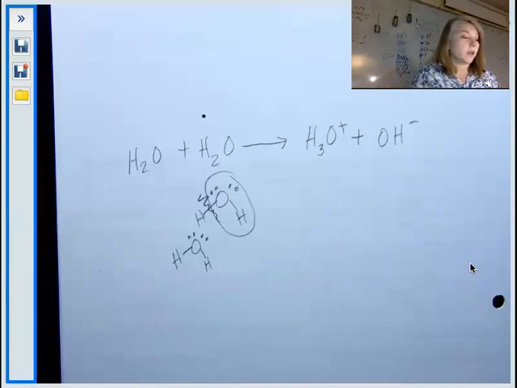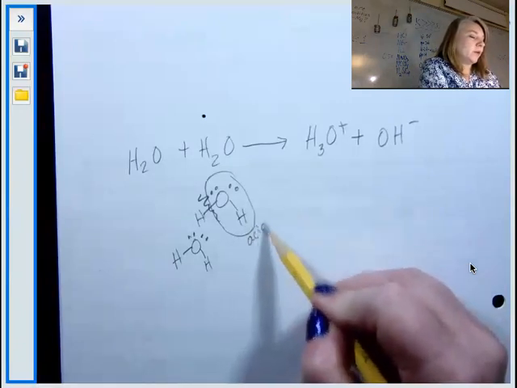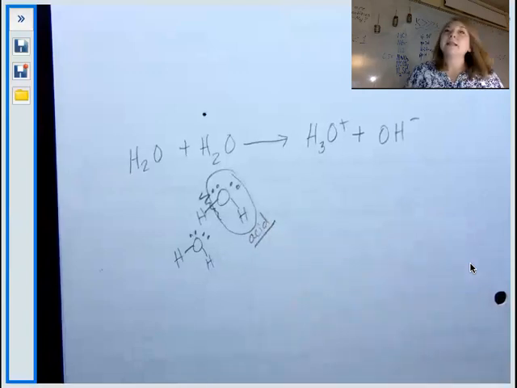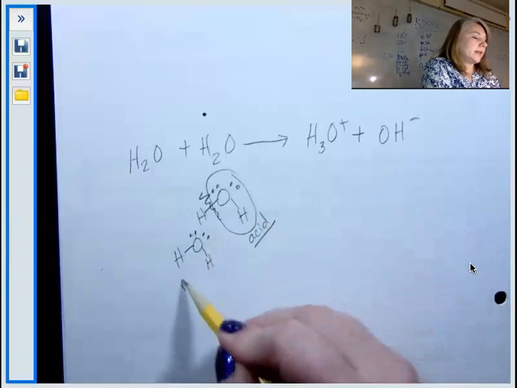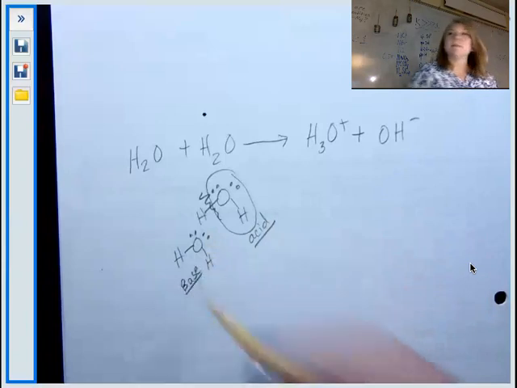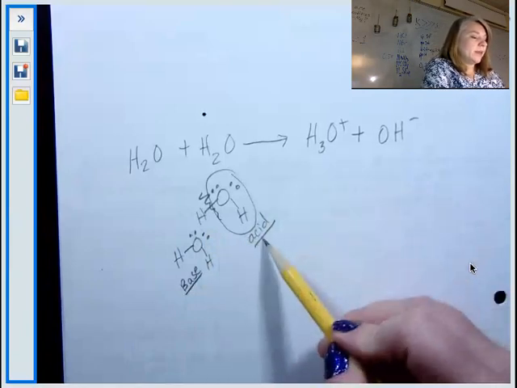One of those water molecules was behaving as an acid; it donated a hydrogen. So the one that donated the hydrogen ion was acting as the acid. The one that took the hydrogen ion was acting as a Brønsted-Lowry base. Okay? And so over here now, if this one was the acid, it donated the hydrogen.